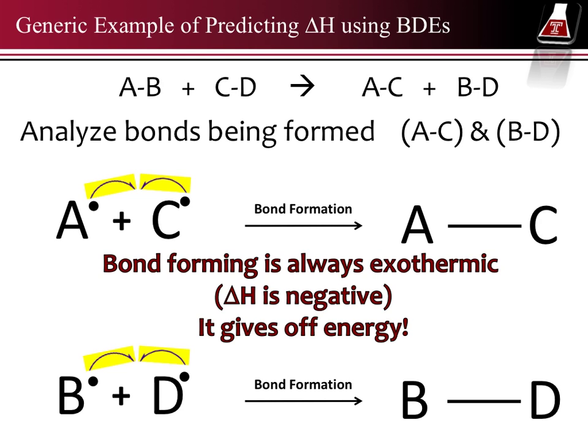Okay, bond forming is always exothermic. We are always getting energy back out. Delta H is negative, and this is releasing energy. It's giving energy back. So endothermic, we are putting energy in. Exothermic, we are getting energy out.